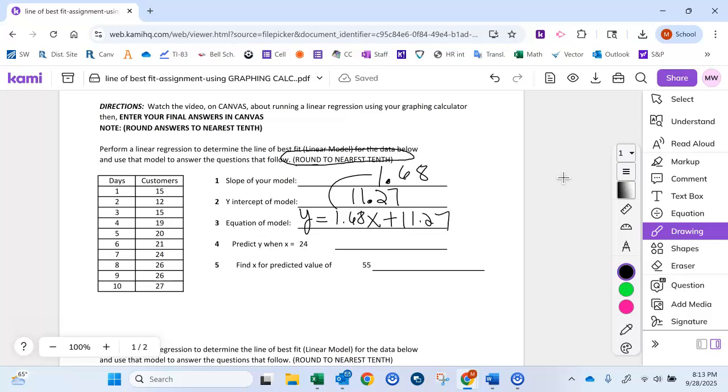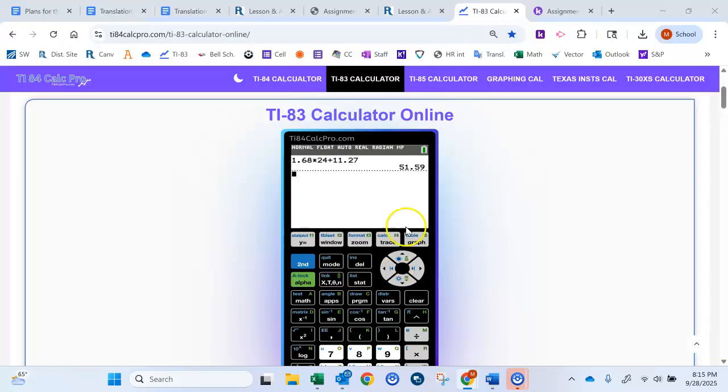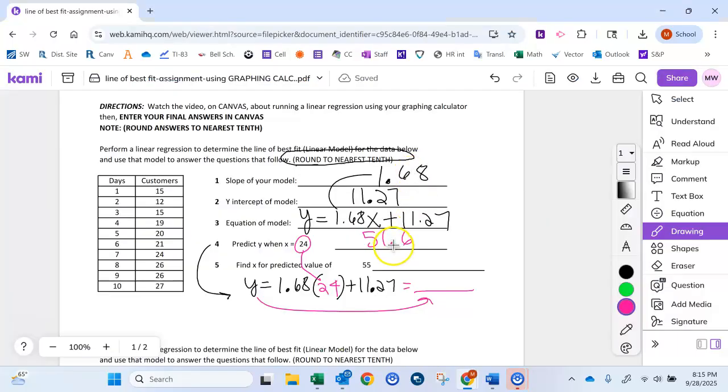And the next thing, now we're going to use our model to predict what y will be when x is 24. We're going to put a 24 right there. I'm going to do this kind of quick. So basically it's 1.68 times 24 plus 11.27. If I put that in my calculator, I get 51.59, which is 51.6.